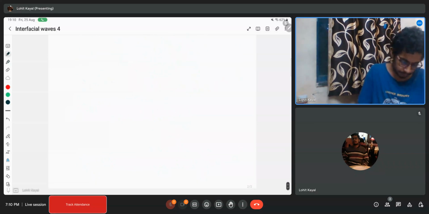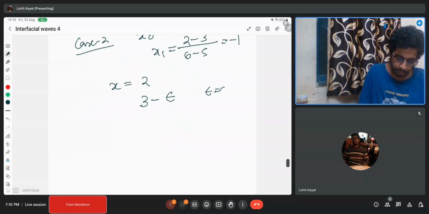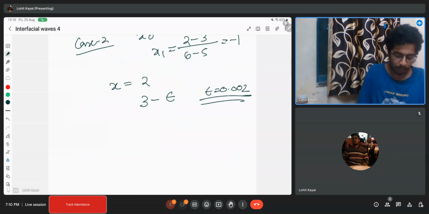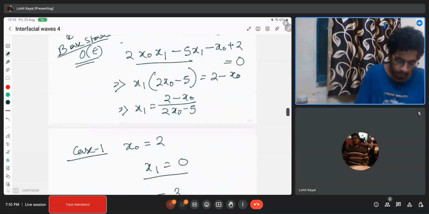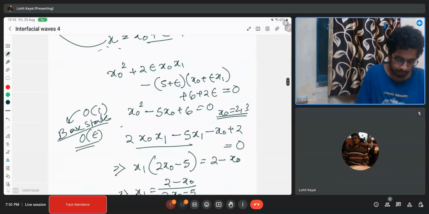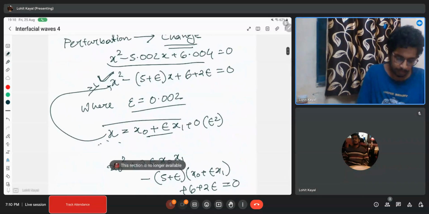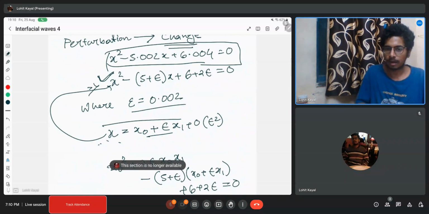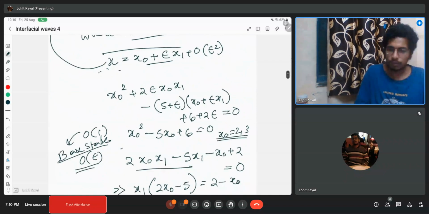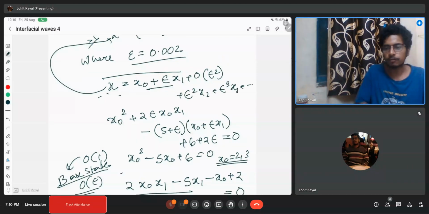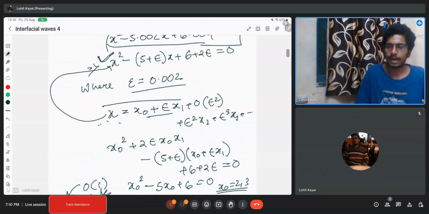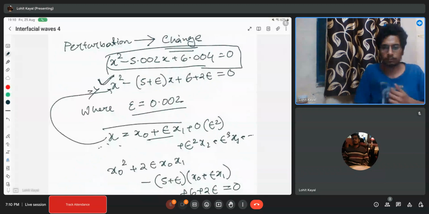And what is epsilon? Epsilon is equal to 0.002. Now if you substitute these solutions in this equation, you can see that your solution is reasonably correct up to some order. If you want a more accurate answer, you can always write epsilon squared x2 plus epsilon cube x3, etc. If you expand in this way, then your solution will get more and more accurate. So this is the basic idea of the perturbation technique. We have done it so far.